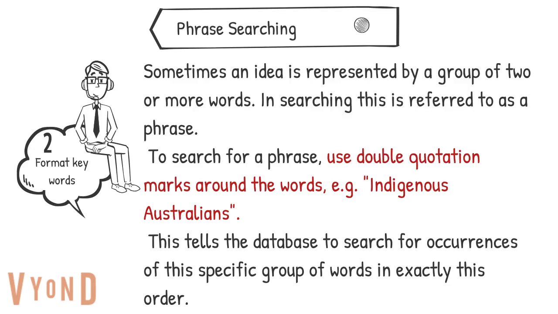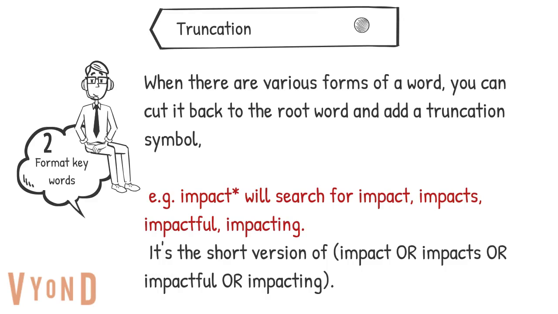For example, "Indigenous Australians". This tells the database to search for occurrences of this specific group of words in exactly this order. Truncation. When there are various forms of a word, you can cut it back to the root word and add a truncation symbol. For example, the word impact. By adding a truncation symbol at the end, you will then be searching for impact, impacts, impactful, and impacting. It's the short version of impact or impactful or impacting.